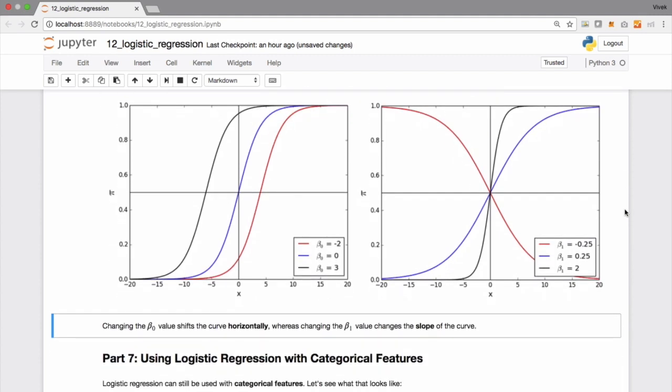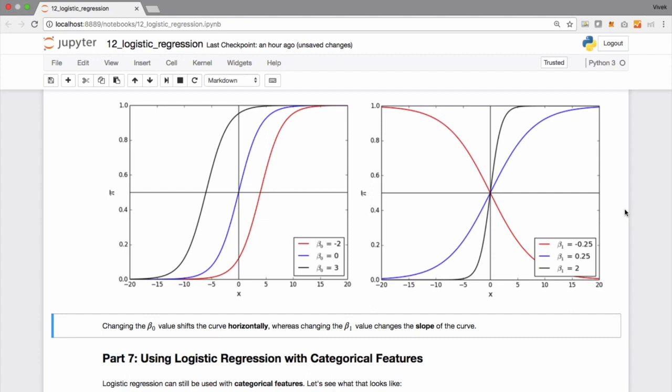Changing the beta 0 value shifts the curve horizontally, whereas changing the beta 1 value changes the slope of the curve. If we look at the plot on the left-hand side, we are just trying out different plots with different beta values. The black line is when beta 0 is equal to 3. The blue line is when beta 0 equals 0. And the red line is when beta 0 equals -2. See how changing beta 0 just results in shifting of this S-curve, and all the other things remain constant.